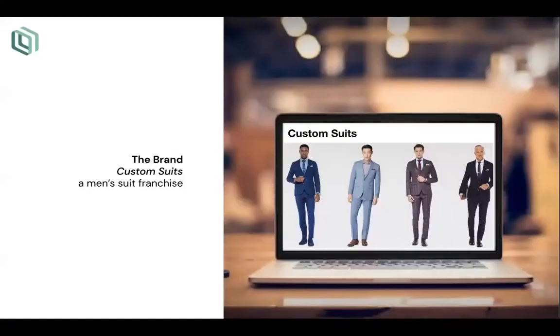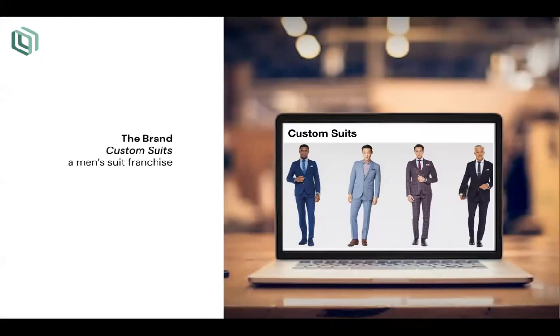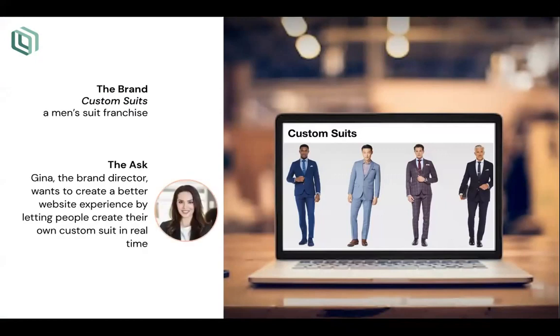So the brand is a brand we'll call Custom Suits. Not shockingly, they are a men's suit franchise that does custom suits online. And their brand director, we'll call her Gina, wants to create a better website experience by letting people create their own custom suit in real time. So perhaps in the past, people have entered their measurements and said what kind of fabric they want, but they can't actually see the suit come to life in real time. That's the kind of experience that she wants to create for them, so they can interact and make sure that everything is to their specifications, see it come to life in real time.